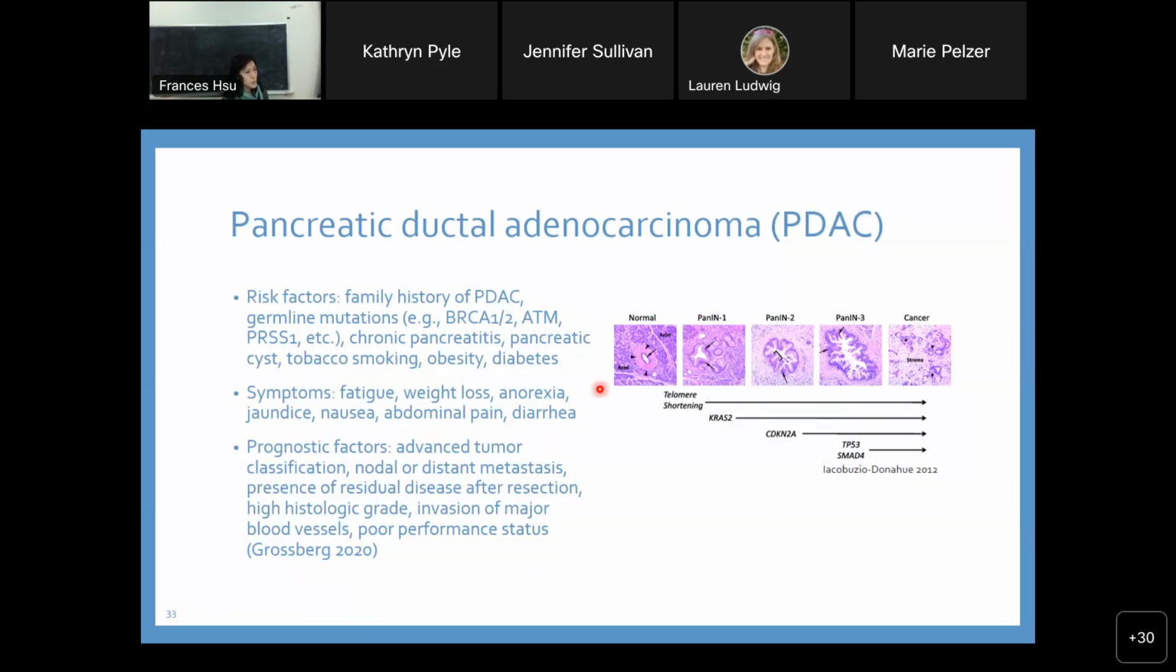There are some risk factors for PDAC, but even in people with family history of PDAC, only about 50% of them would actually have PDAC. Other risk factors include chronic pancreatitis, pancreatic cysts, tobacco smoking, obesity, and diabetes. Symptoms for PDAC are not very specific and contribute to their delayed diagnosis by at least about 2 months.